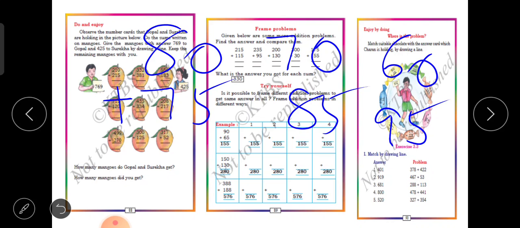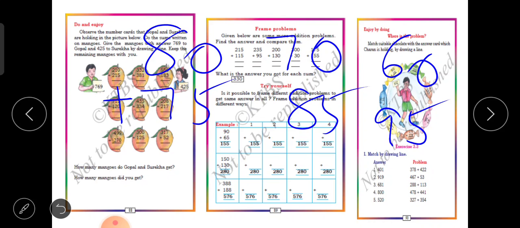See, 150 they have written, so next number what will you write? Say for example 140. On the top if you write 140, below what number should you write? Again you should write 140. 140 plus 140, 280. Next number what will you write? Here 130. Below what will you write? 130, and here 150. 130 plus 150 is 280. Like that you should write it. Complete it fast. Okay children, very easy.